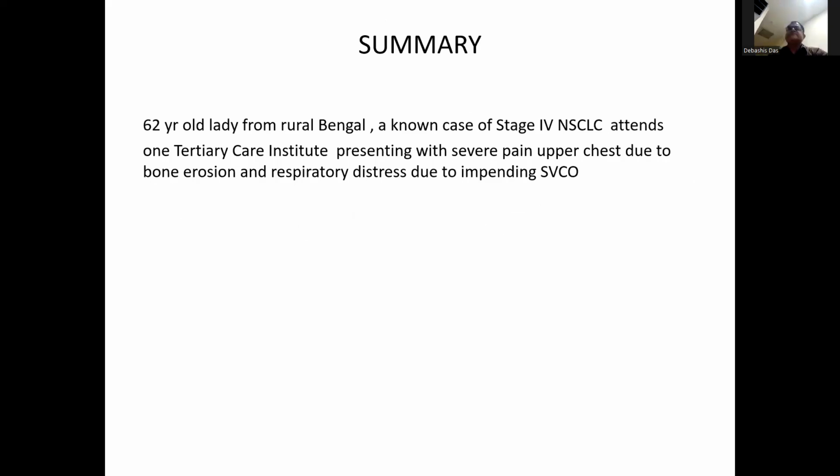So the case summary is a 62-year-old lady from rural Bengal, a known case of stage 4 NSCLC, attending a tertiary care institute, presenting with severe pain in the upper chest due to bone erosion and respiratory distress due to impending SVCO.